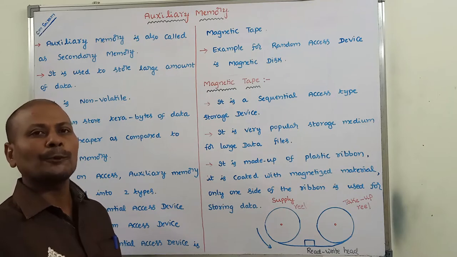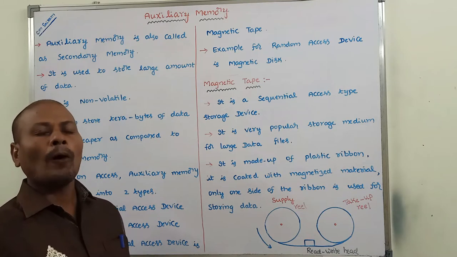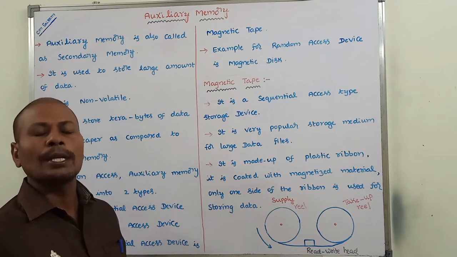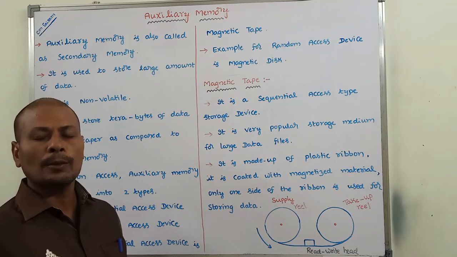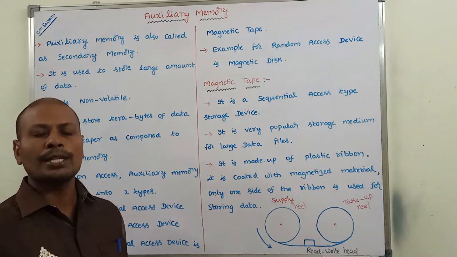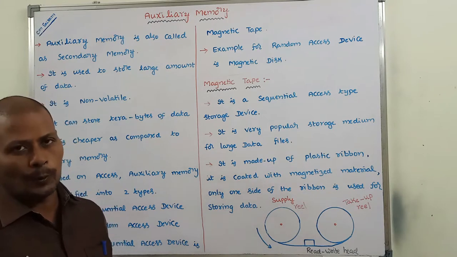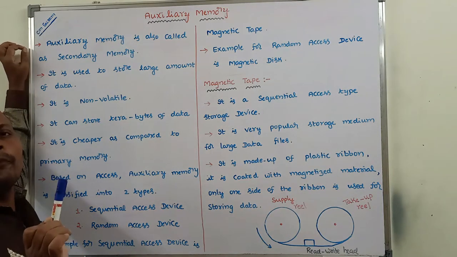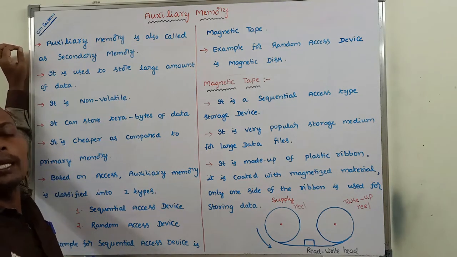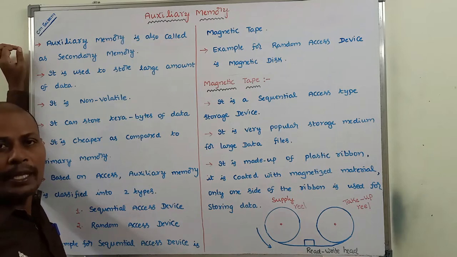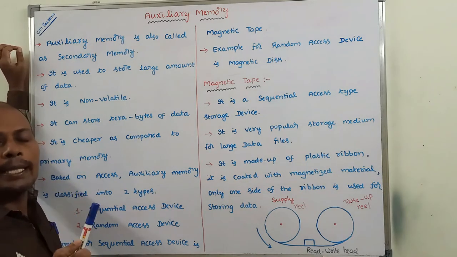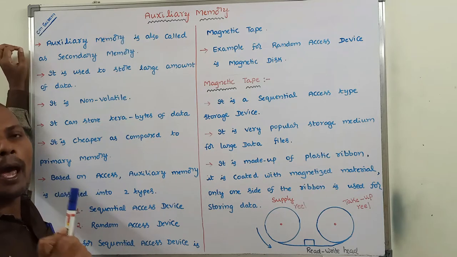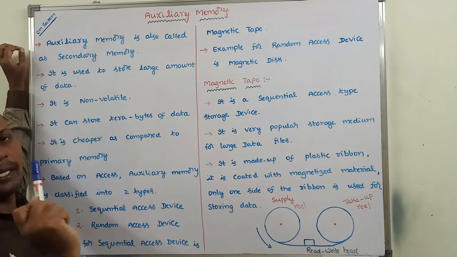Today we are going to discuss auxiliary memory in the computer organization course, computer architecture course, computer organization and architecture course. First point, another name for auxiliary memory is secondary memory. Hence, we can say that auxiliary memory can also be called secondary memory.